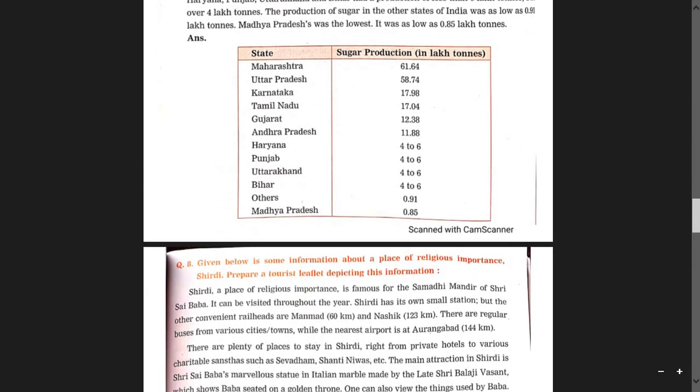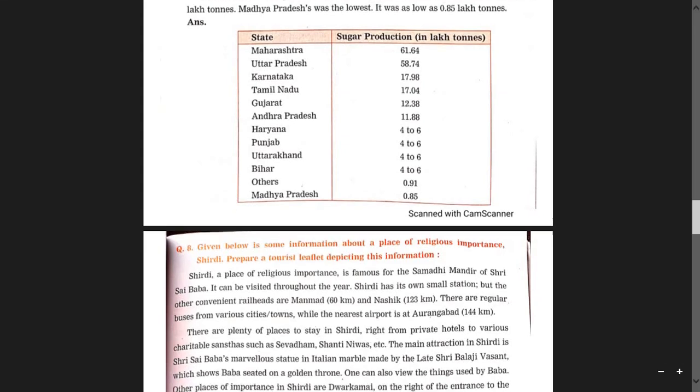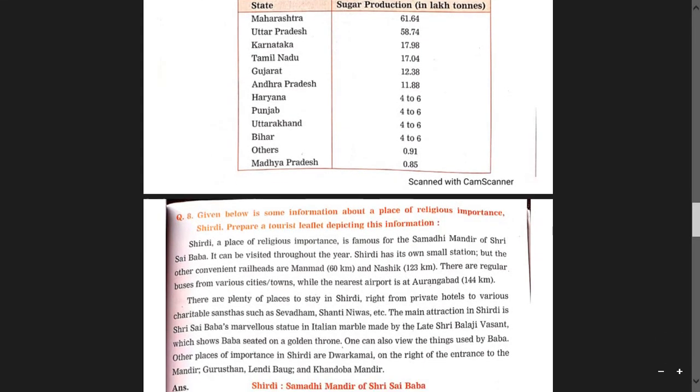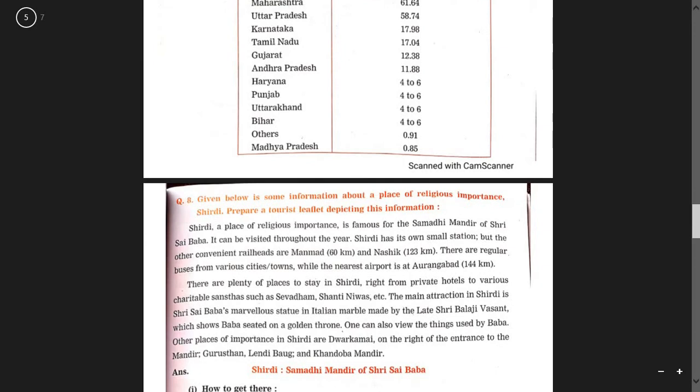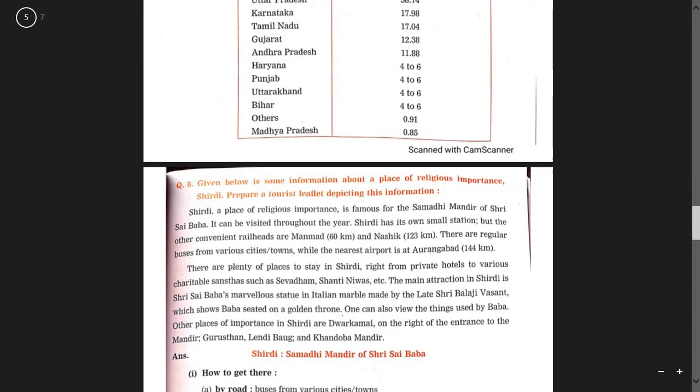So see students, you can figure it out how the sugar production in lakh tons, one after the other, see how they are systematically, chronologically arranged with the proper name of the state. This question is very easy to handle, provided you should have proper reading habits with understanding.